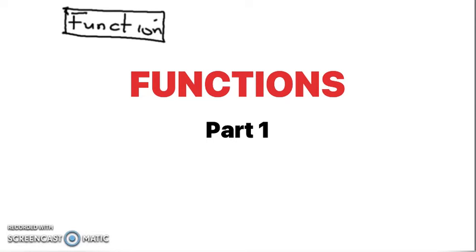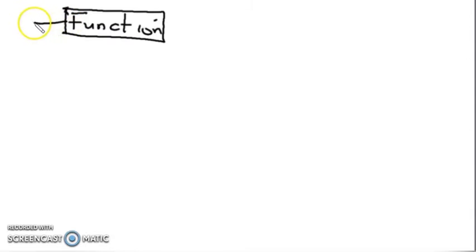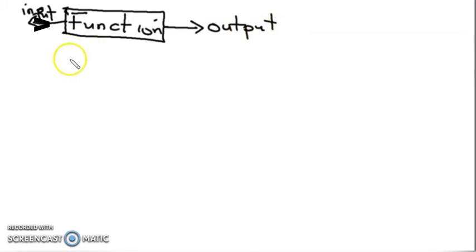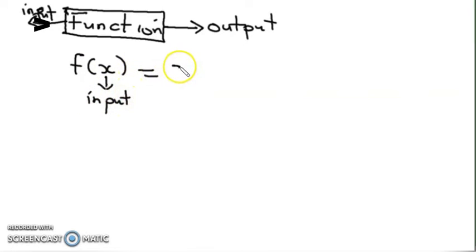At the end of this video, you should have an idea of what a function is. A function is an equation that will accept an input, do something to that input, and then depending on what the input is, will give you an output. An example of a function is f of x, and x is the variable that is used as the input into the function. So f of x is equal to 3 times x plus 1.